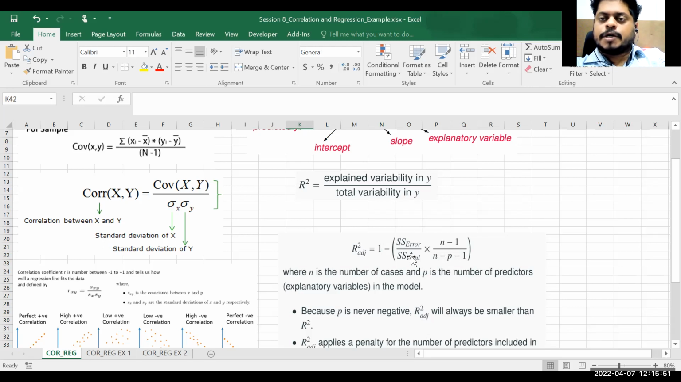So now this multiplication will keep increasing, so SS error divided by SS total will keep increasing. And if I subtract it from 1, that value will be less, right? So in comparison to R square, this adjusted R square will be less. So why are we doing this? It basically works as a check that we should not add any unnecessary independent variable. We should not make our model more complex without any logic, without any theory.